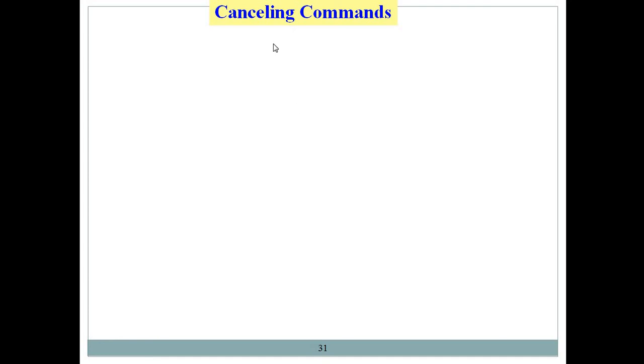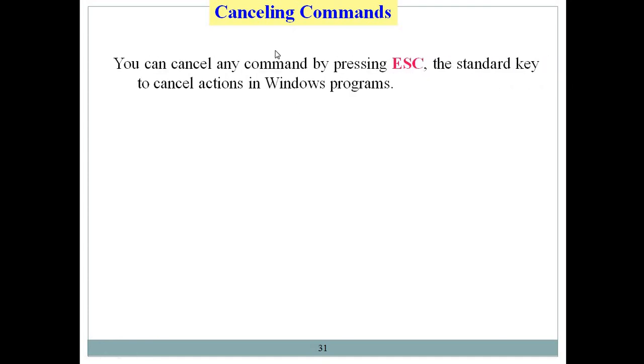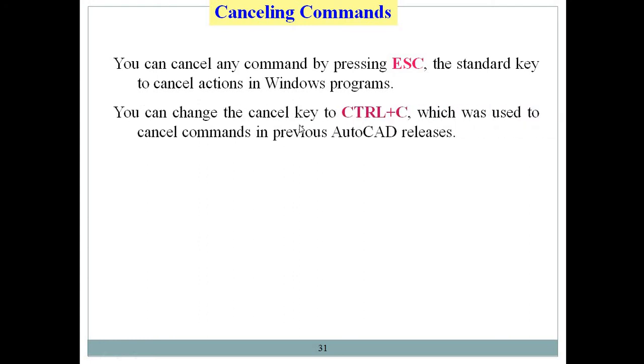Then the last point is cancelling command. In which we have to use Esc, that is the escape key. It is called the standard key used to cancel the action in Windows programs. Then Control C can also be used as the cancel key. The main function of Control C was to cancel commands in previous AutoCAD releases.